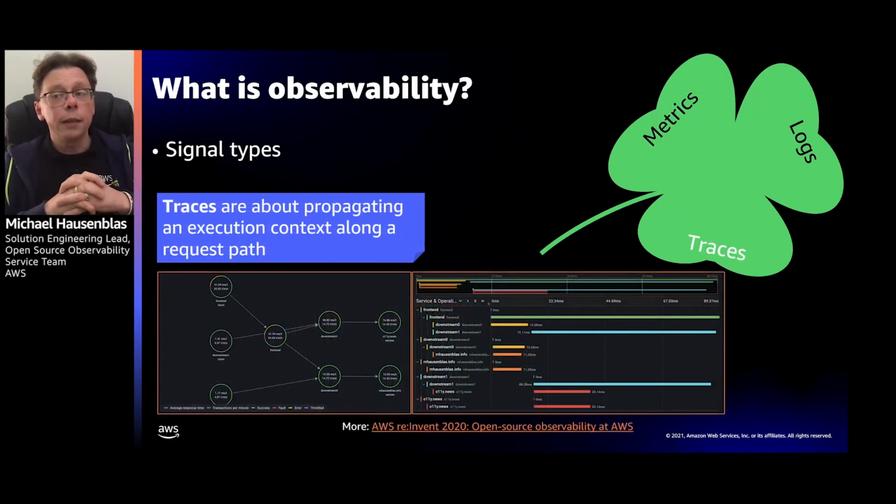The third signal type that we're talking about usually are traces, or to be more precise, distributed traces. So you have two views there, and both essentially support the definition. It's about propagating a certain execution context along a request path of a number of microservices serving that request. So you have things like a service map where you see how all these different microservices communicate with each other. And on the right-hand side, you see the actual traces with the spans there. So you can quickly see in this waterfall model how your request spends the time in what part of the system.